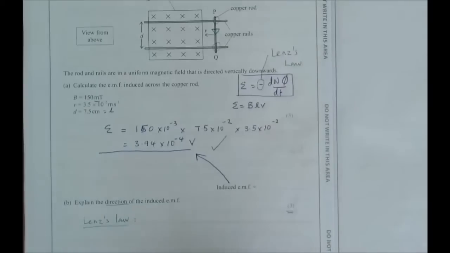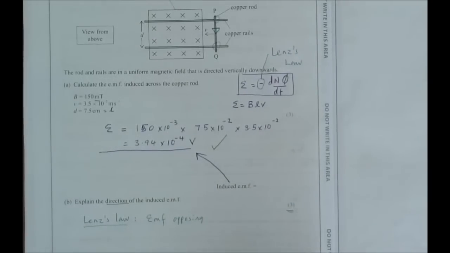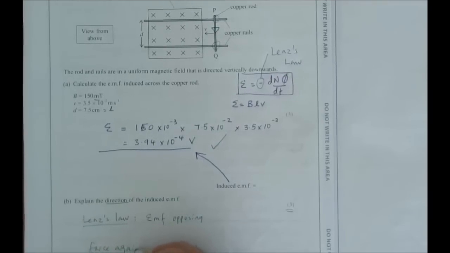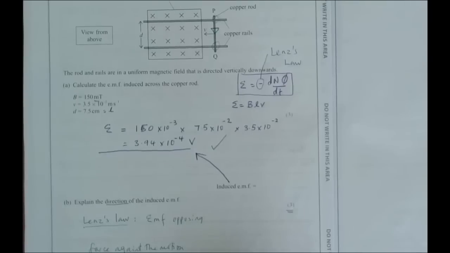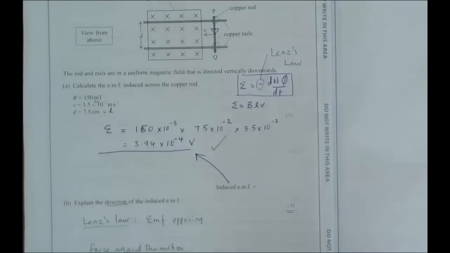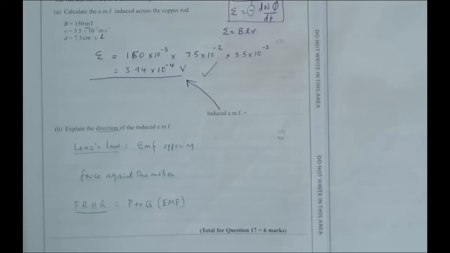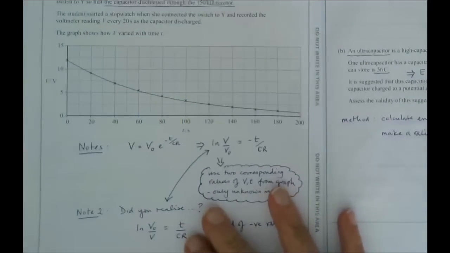One is to say the EMF, one is to do with the EMF opposing the change that's causing it. One is to say there will be a force against the motion. And one is for actually working out that the EMF must be from P to Q. That means the current must also be from P to Q. That's how you get your 3 marks. And that's a 6-mark question. So I hope that makes sense to you. Okay? As I said, I will write it out in full, but I don't want to take too much time when we're going through it. I'd rather you understood the theory.